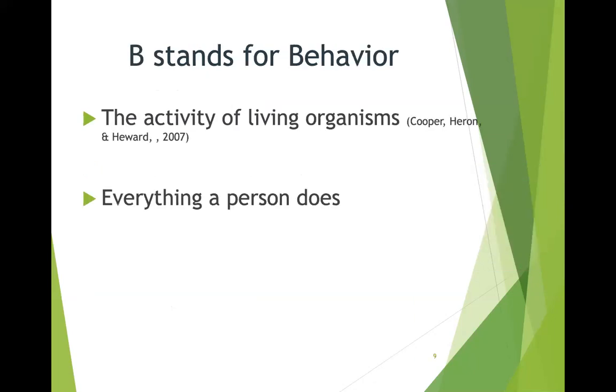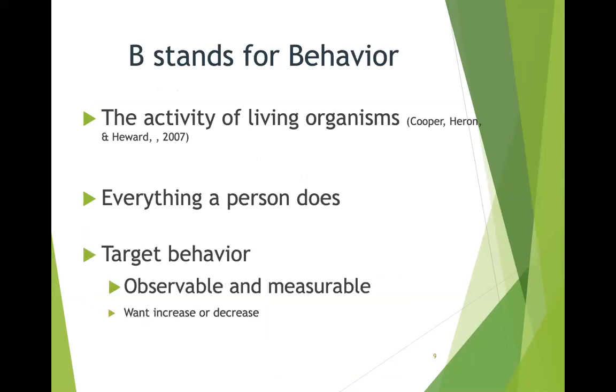All right, and then we're going to look at the B, which stands for behavior. And that is the activity of living organisms, and that is the definition coming from Cooper, Heron, and Heward from 2007. This is everything that a person does. And when we are talking about behavior, specifically for an ABC model, we really want to make sure that we have a target behavior in mind. So we are looking at a specific behavior, making sure it's something that we can observe and measure, with the goal of wanting to increase or decrease a behavior.